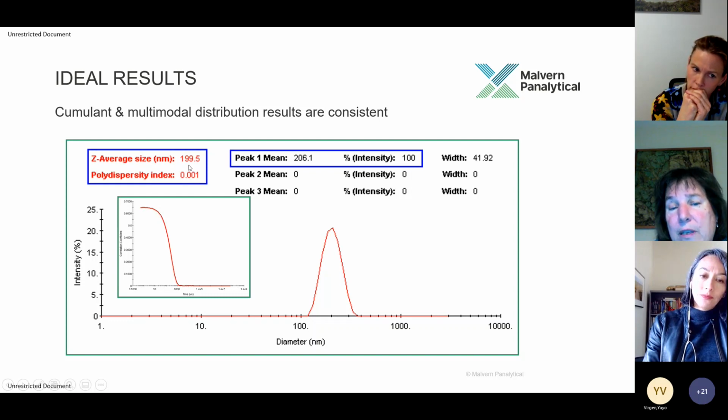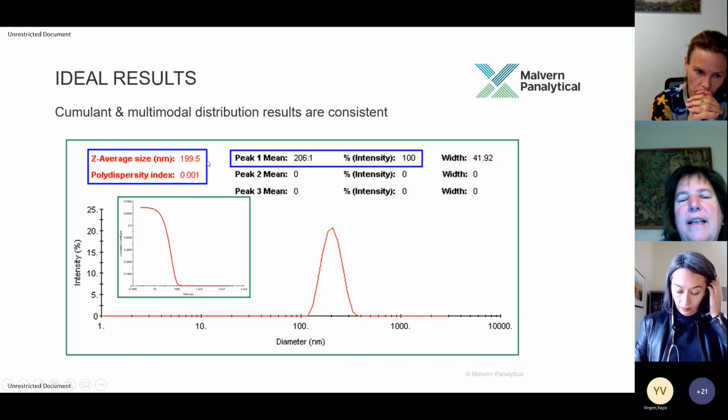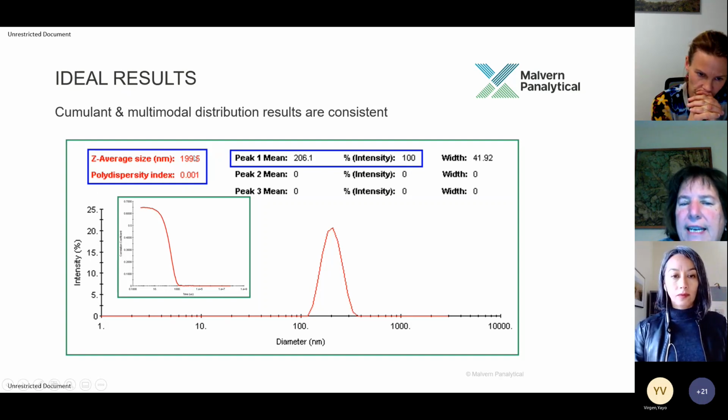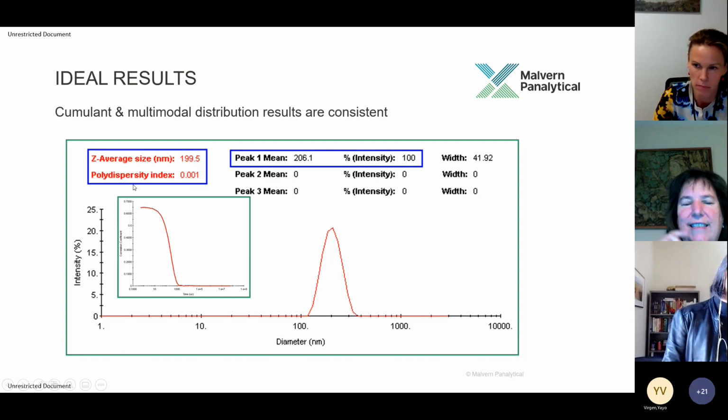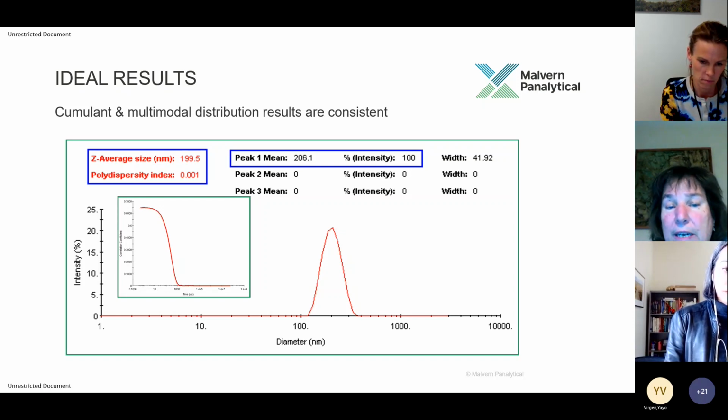So my Z average result is 199.5. I don't think I can get too much closer than that. The polydispersity index is 0.001. So in your report, in your Zetasizer, it's always printed in red. This is the cumulant fit of the data. So it's always printed in red. It's simply a Z average. It's a mean for everything that's in the solution and a polydispersity index. The polydispersity index is the mean squared deviation divided by the Z average squared. So it's normalized by the Z average.